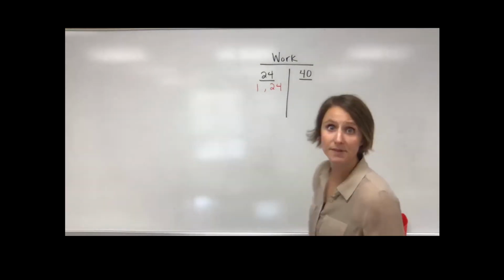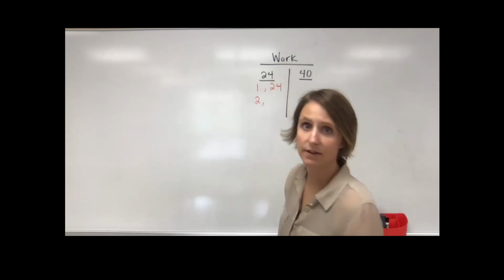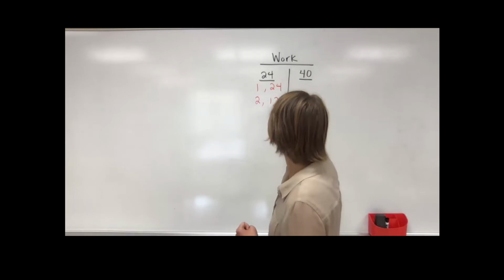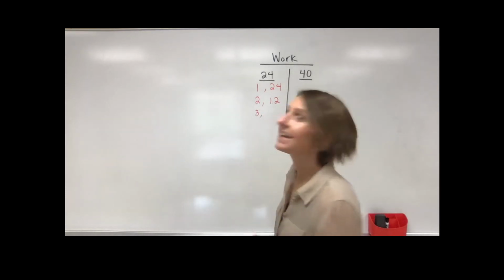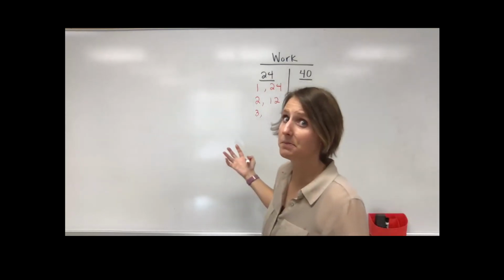Then go to the next one. What comes after 1? 2. Anything times 2? Well, yes, 24 is an even number. So what times 2 gives you 24? 12. Anything times 3? Yes, if you go 2 plus 4, add up the digits, that's 6. 6 is a multiple of 3.